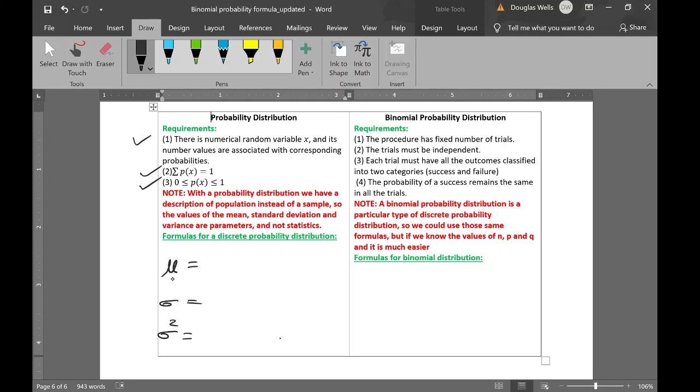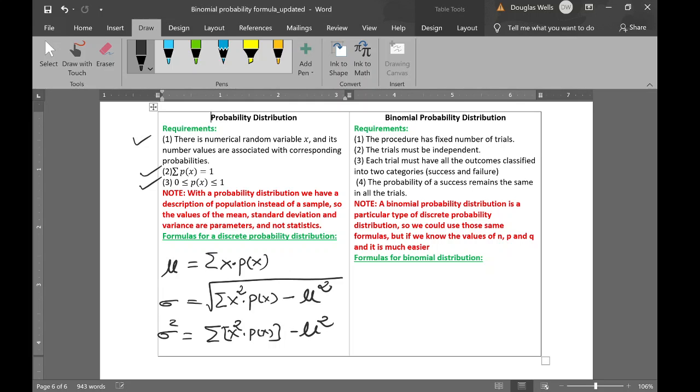So the formula for the mean for a probability distribution is you multiply your random variable x with the probability P of x and you add them up at the end of the day for each random variable. For sigma, you do x squared times P of x, then you sum them up, then you subtract the square of your mean from it, and then take the radical. And for sigma squared, you square both sides, so you get sigma squared equals the sum of x squared times P of x minus mu squared. So these are the three formulas for mean, standard deviation, and variance.